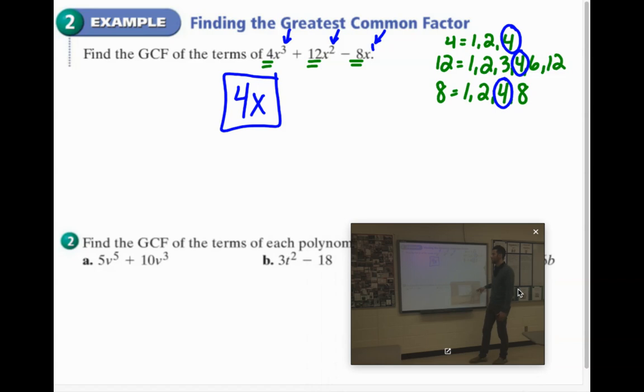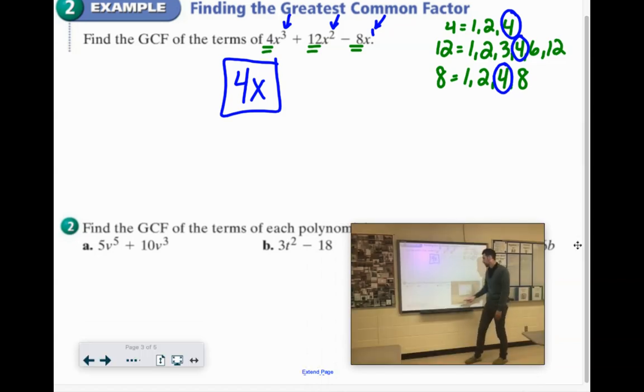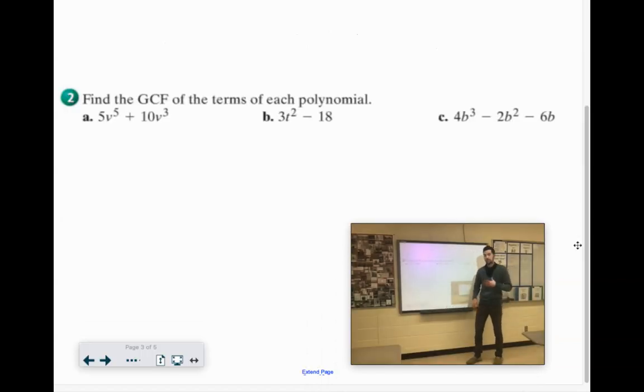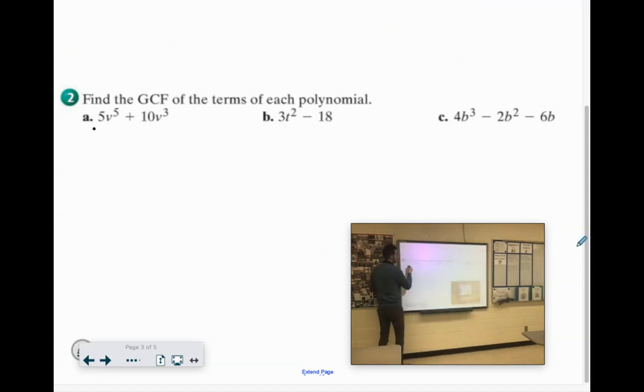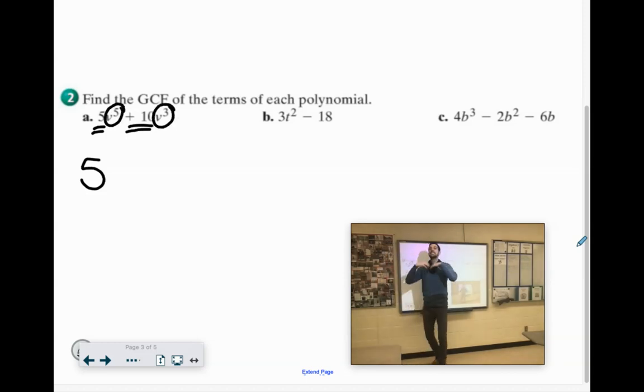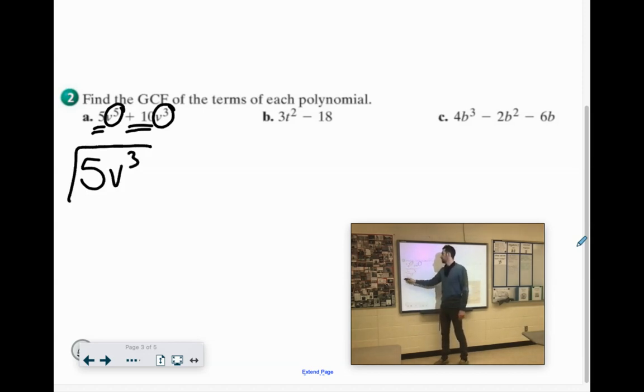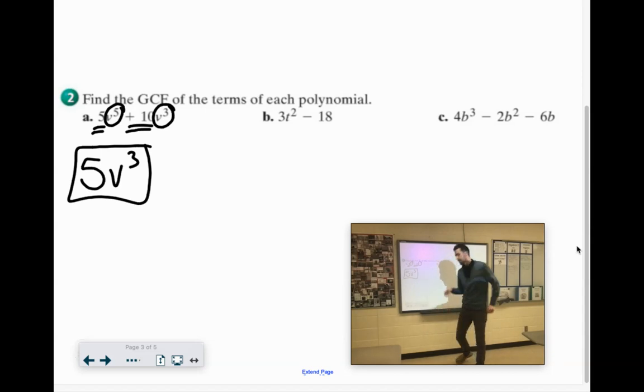So we're on example 2. When we get to example 3, we're going to be factoring it all the way. That's the first step. Find the greatest common factor. So 5 and 10. What goes into both of those? 5. For the v's, they both have v's. This one has 5, that one has 3. They both have at least 3 of them. We'll finish up the other two on the next vid.